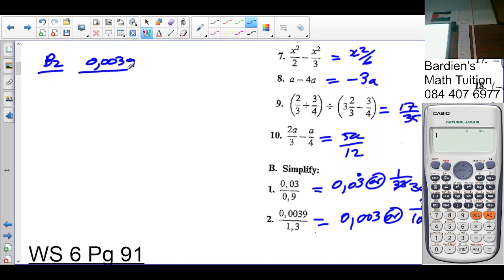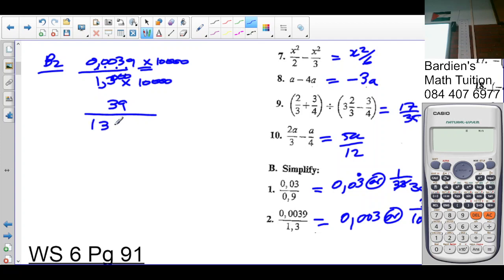0,0039 over 1,3. Again, we're going to multiply this by a number that will make the numerator and the denominator integers, or get rid of the decimal fraction. So I'm going to multiply the numerator by 1, 2, 3, 4, so it's going to be 10,000. The denominator also by 10,000. It's 4 zeros. So it's 39 over. Now, 4 zeros is going to move this comma 4 places.